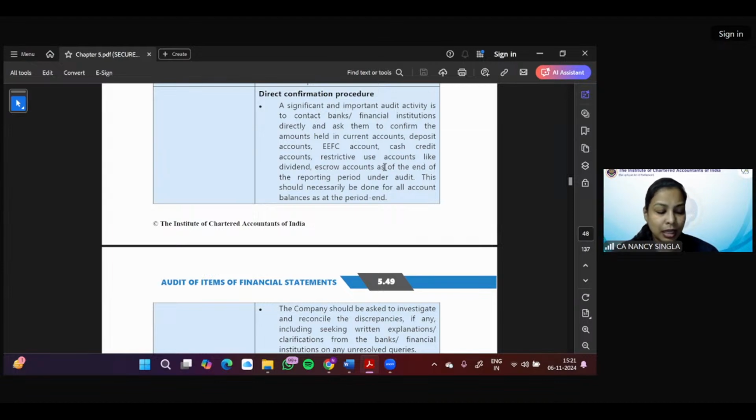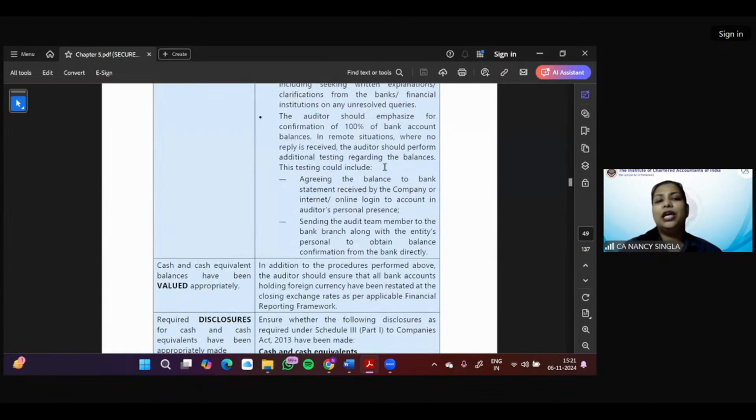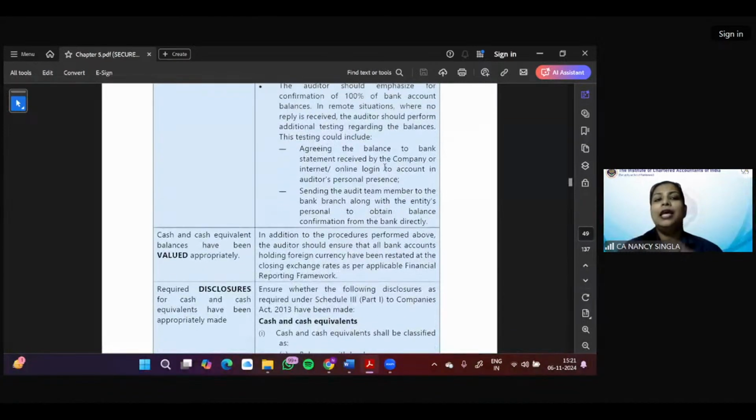Simple. Now, situation can be there. So we are on page number 5.49. Situation can be there that where in very rare circumstances, no reply is received from a bank or financial institution. Then what is the recourse? Will auditor just straight away modify his opinion? No. What will auditor do?